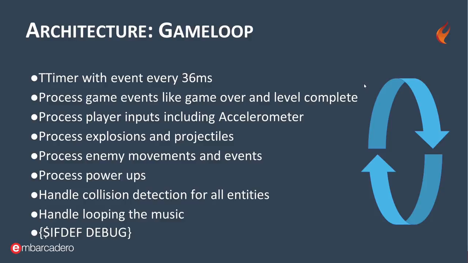If the code within the game loop takes longer than 36 milliseconds to execute, the player may experience lag, so keep that in mind when you are optimizing the game loop. Within the game loop, it processes game events like game over and level complete, the player inputs including the accelerometer, explosions and projectiles, enemy movements and events, and power-ups. Finally, it handles collision detection for all entities and looping the music. Let's look at the game loop code for the first game.